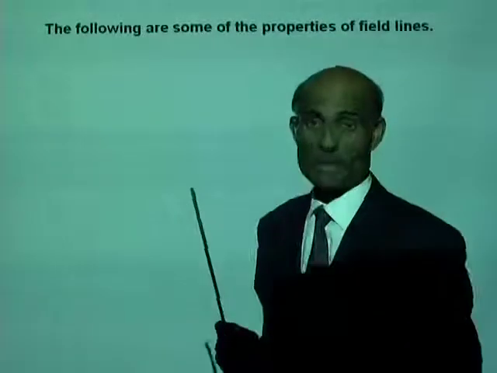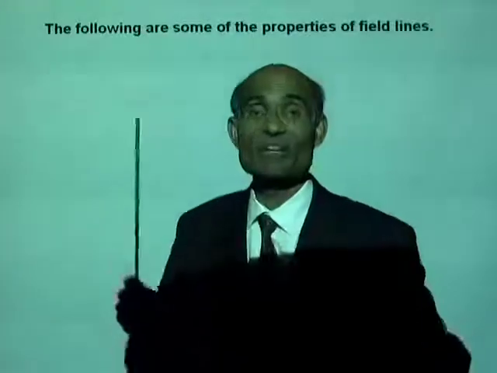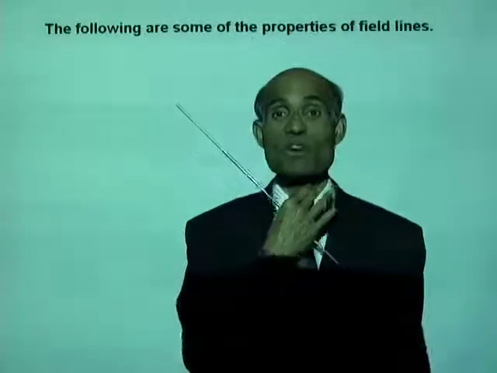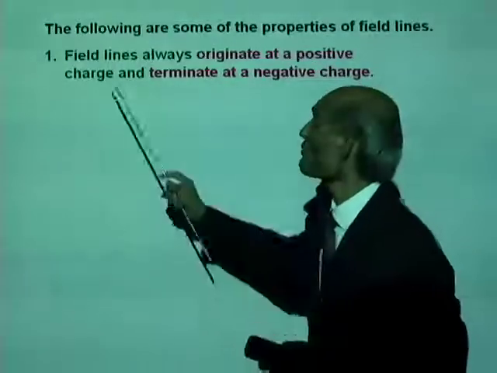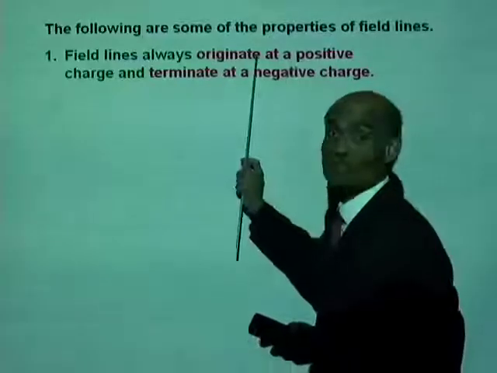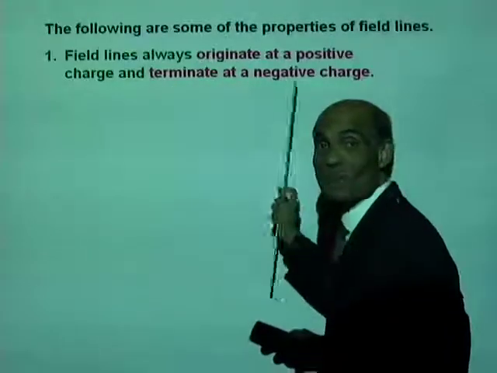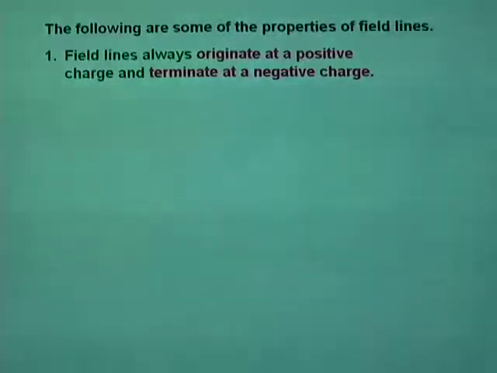Now, let's talk about some properties of field lines. We can summarize the properties of field lines. Property number one, field lines always originate at a positive charge and terminate at a negative charge. Is that right? It's not difficult to understand.